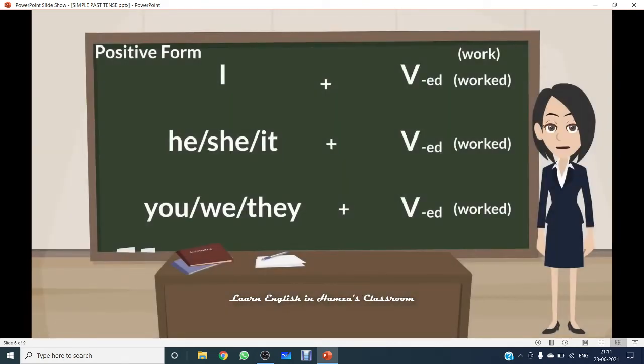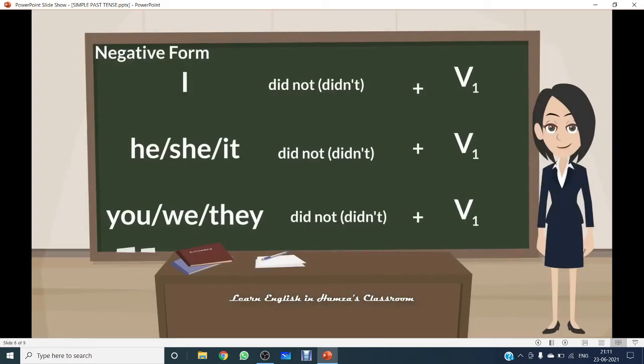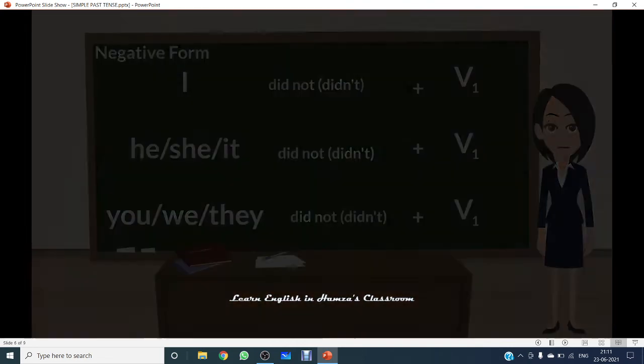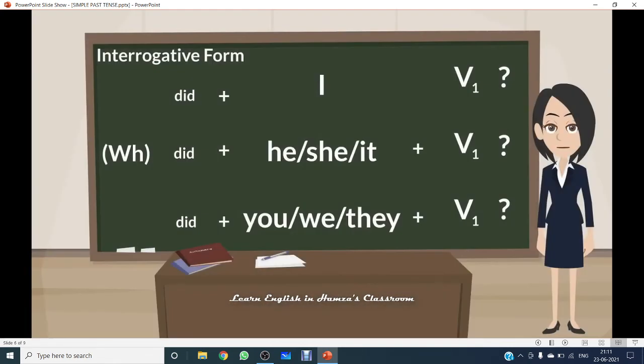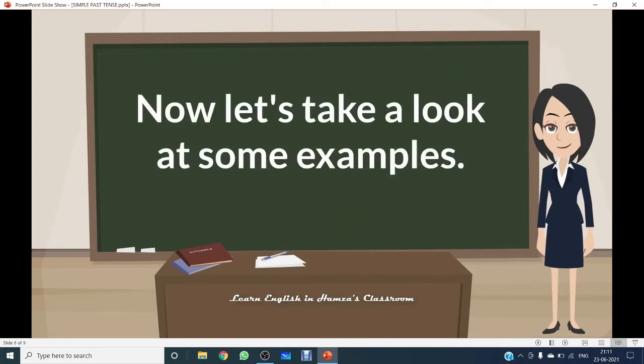In the positive form, I walked; he, she, or it walked. In the negative form, I did not work. In the interrogative form, did I work? Did she work? Now let's take a look at some examples.